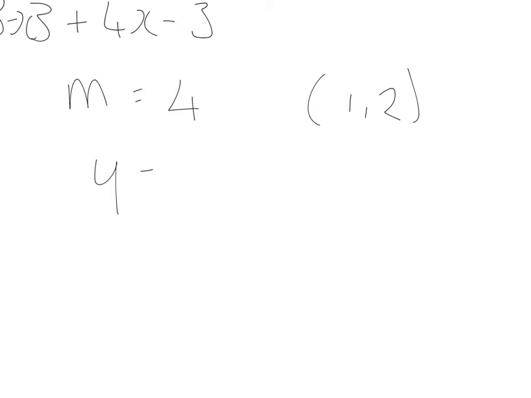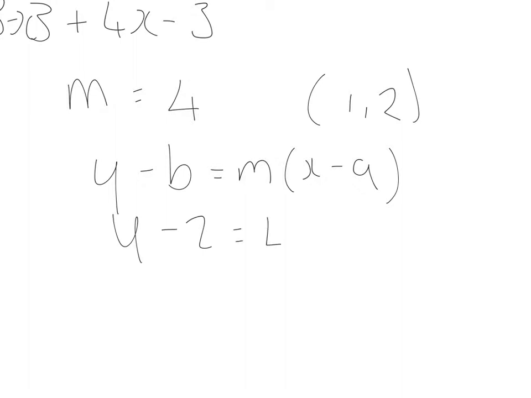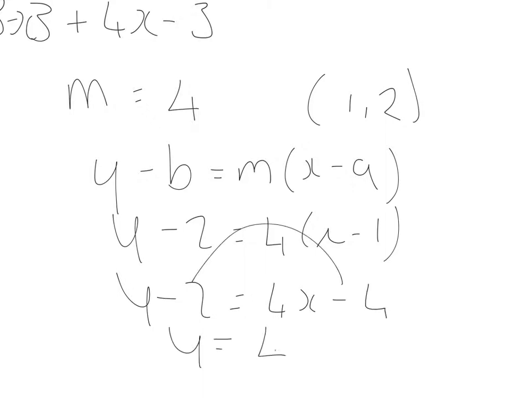y minus b equals m bracket x minus a. So it's y minus 2 equals 4 bracket x minus 1. y minus 2 is equal to 4x minus 4. Bring that across, and that'll be y equals 4x minus 2, and that's part A.